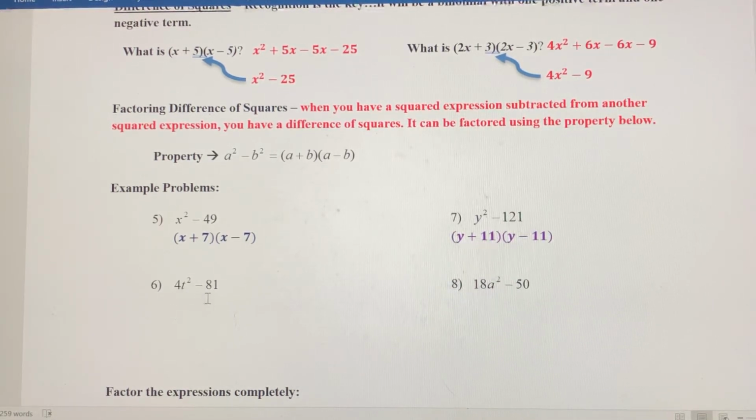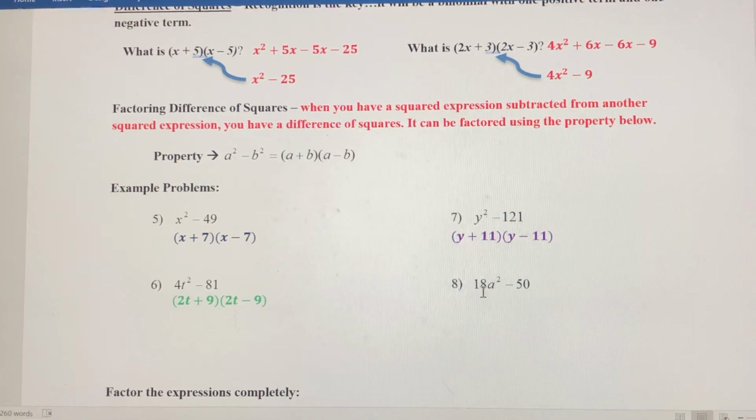Okay, are both of these perfect squares? And the answer is yes. This is 2t times 2t. This is 9 times 9. They're separated by a minus sign. So my answer is going to be 2t plus 9 and 2t minus 9. Okay? And in the last example here, these are not perfect squares. Okay? 18 is not a perfect square. 50 is not a perfect square. Okay? But that doesn't mean I don't have difference of squares here.